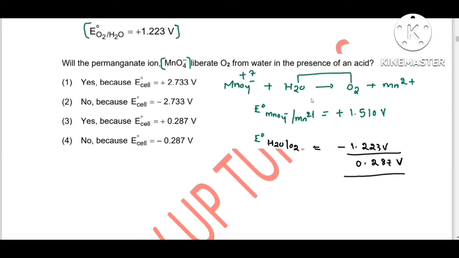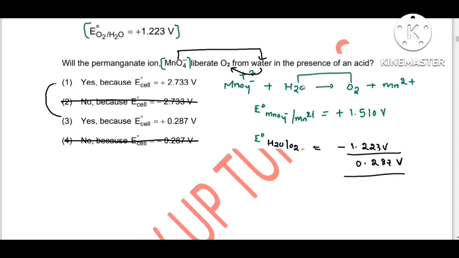0.287, the units are volt. Observe that when permanganate ion, that is MnO4 minus, reacts with water, it liberates oxygen. Yes, it liberates oxygen. That's why two options are eliminated. Now let us check options 1 and 3. Both options contain the S that is present.